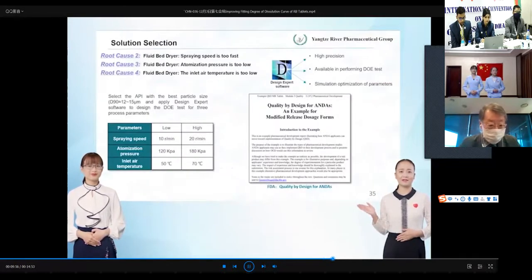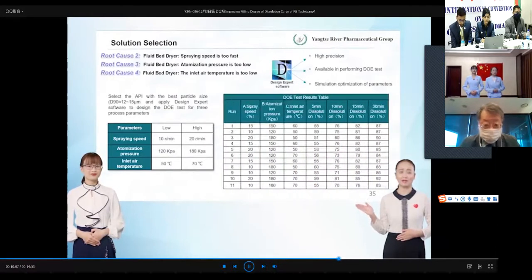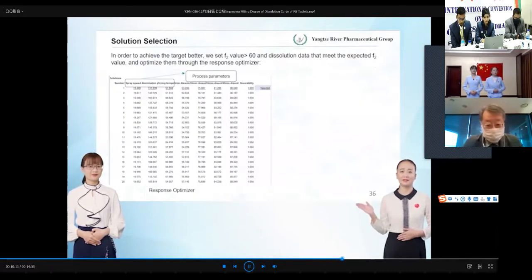Regarding the three parameters of the fluid bed dryer, the team members made reference to the cases in the FDA's Quality by Design ANDAs and applied the Design Expert software to conduct experiment designs on the three parameters. In order to achieve the target better, we set the F2 value greater than 60 and dissolution data that meet the expected F2 value, and optimized them through the response optimizer.